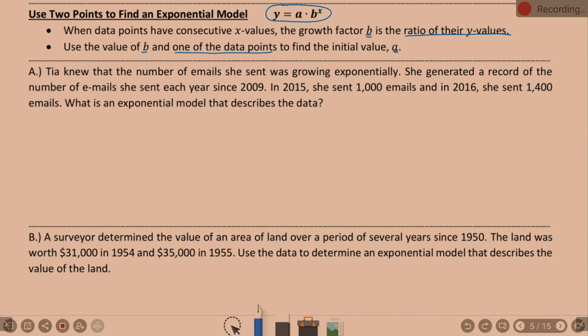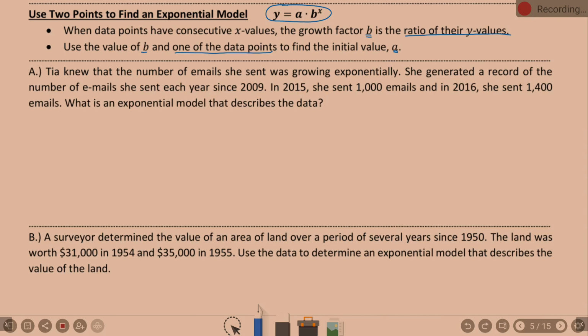Well, let's look at her exponential model. First of all, the ones you're going to see in homework will often just go ahead and give you the ordered pairs. Did they give me the ordered pairs here? No, they didn't. So we're going to talk about the ordered pairs here.